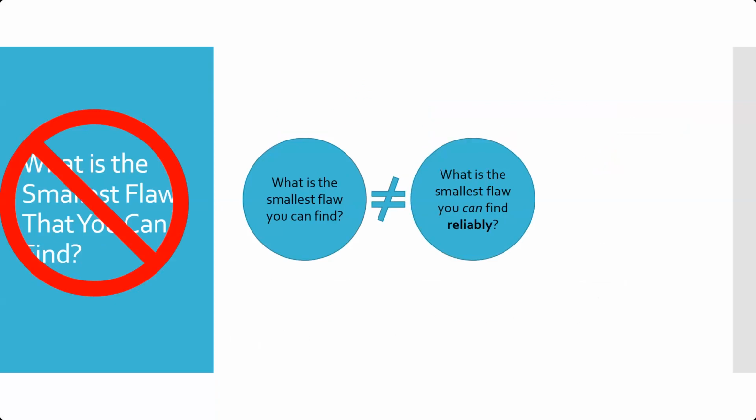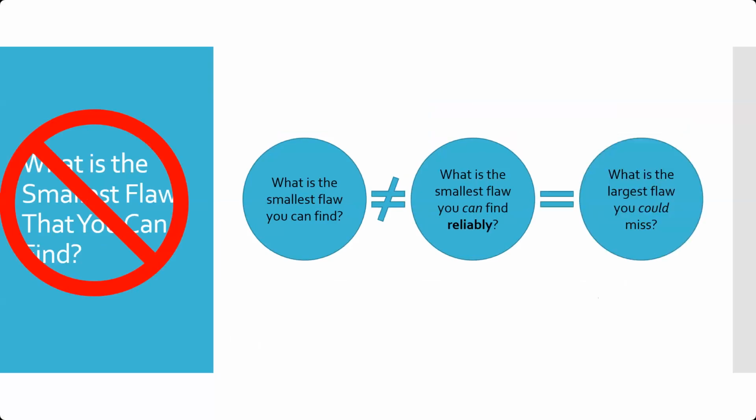That's maybe some bragging rights, but it doesn't allow you to say, yes, I can find the flaw every time. So we need to know what's the smallest flaw you can find every single time. They're not equal, and we really don't want to be trying to find the smallest we can find all the time. We want to figure out what's the smallest we can find over and over again. And the flip side to that is that it's equal to what is the largest flaw you could possibly miss.